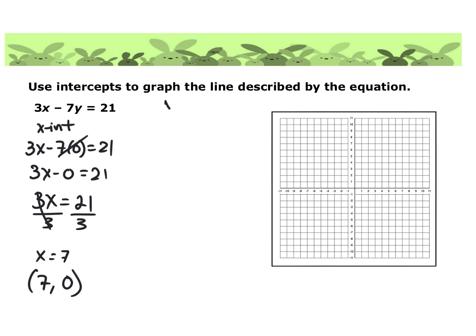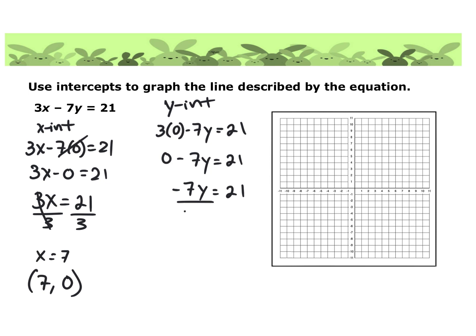Now for our y-intercept, we set the x equal to 0. So it's 3 times 0 minus 7y equals 21. 3 times 0 is 0. Minus 7y equals 21. Going to get rid of that 0, it doesn't do anything for us. So negative 7y equals 21. I'm going to divide by negative 7, and I get that y is equal to negative 3. So we get our coordinate point of 0, negative 3 for our y-intercept.